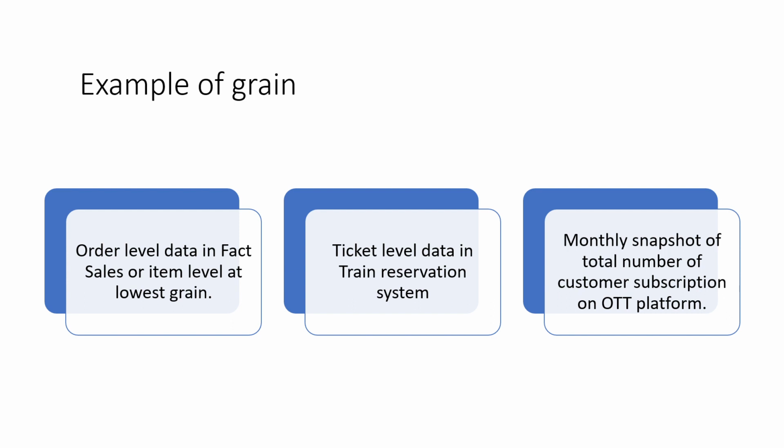When the process happens, a ticket ID is generated. So you can consider the very low grain at the ticket level, but you can also consider location wise, or maybe the monthly tickets. Another example is a monthly snapshot of the total number of customer subscriptions on an OTT platform. It can be monthly or it can be weekly as well.